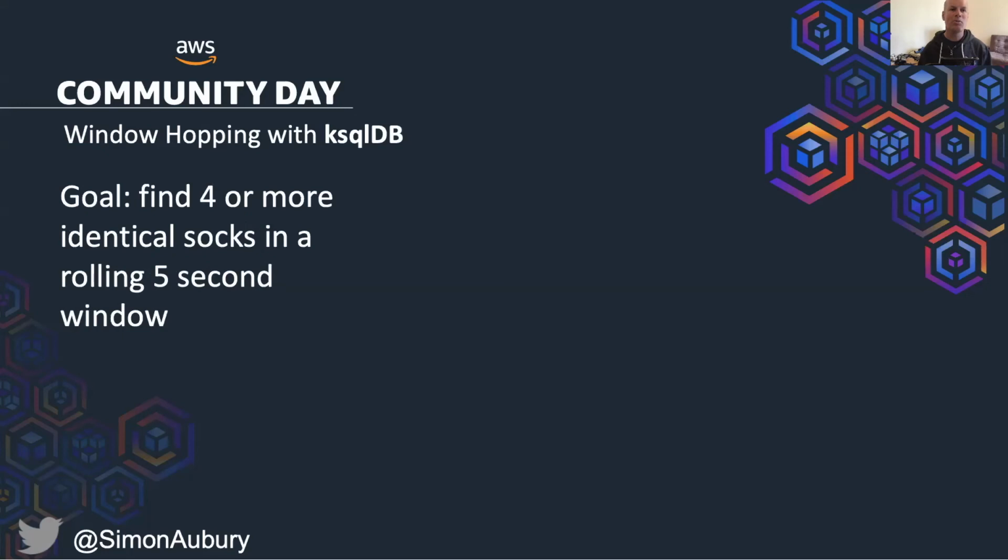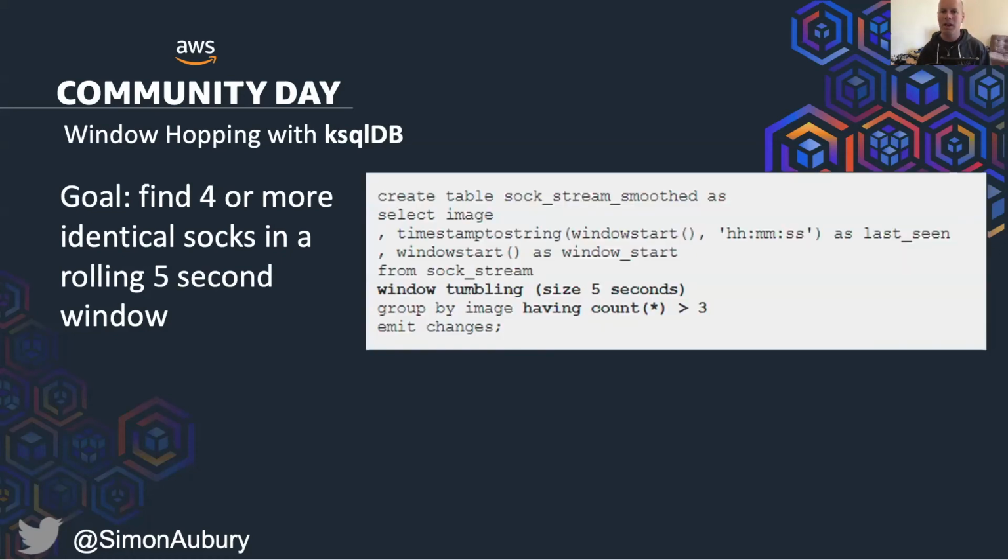So my goal might be, how do I find 4 or more identical sock messages in a rolling window of time, say a 5-second window? I want to group arriving images into these windows and bucket them and find the most prevalent image seen. For example, can I identify an image classification that is legitimate because it appears 3 times within a 5-second window?